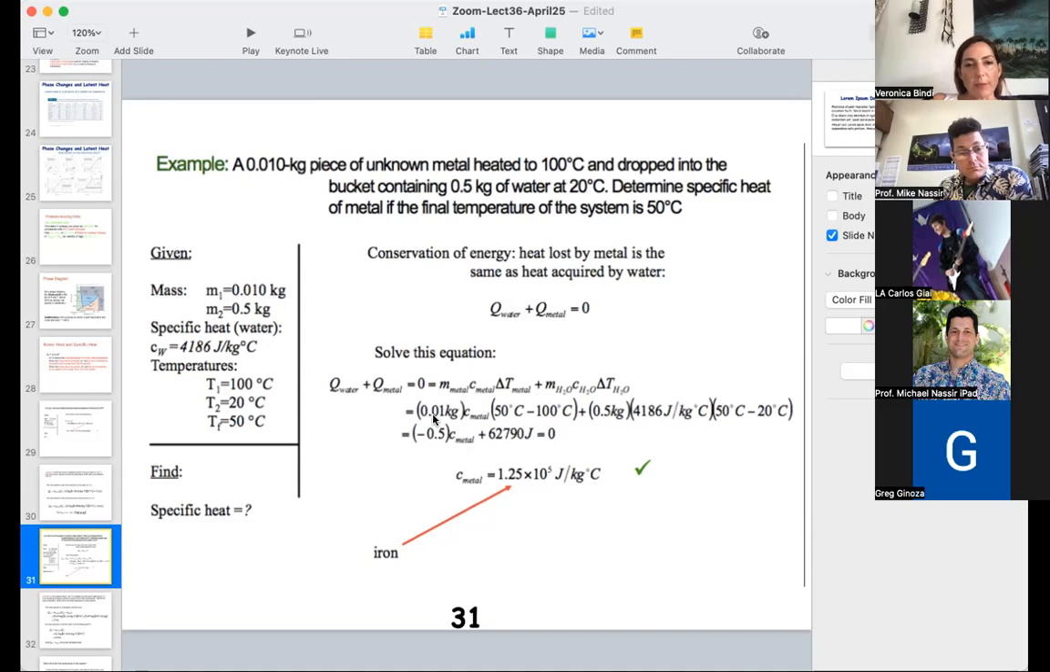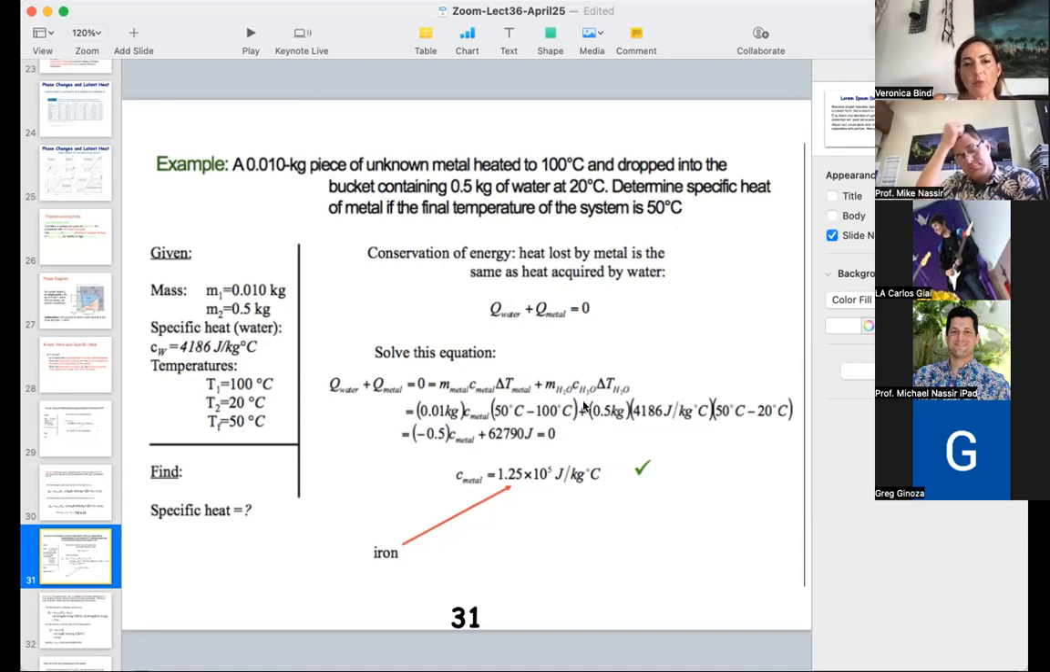So the mass of the metal is 0.01 kilogram. C of the metal is what we are looking for, so we don't know. Then we have the difference of temperature. The final temperature of the system is 50 minus the initial temperature of the metal, which was 100 Celsius. Okay, here we are good. Plus, we have all the information coming from water.